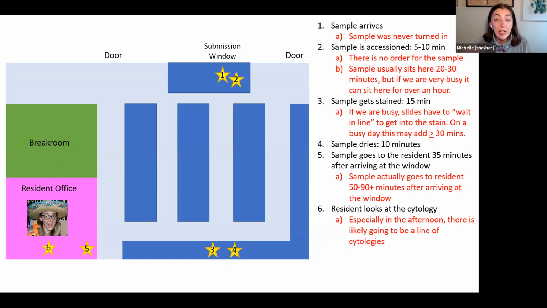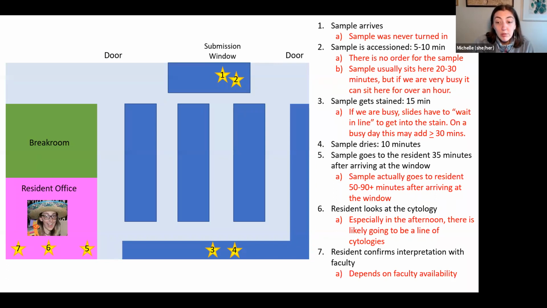Or see if there's anything that I can do quick verbals on, like mast cell tumors or lipomas, things like that. So I try to triage that a little bit, but just be aware that I have a line of cytologies to get through, and I'm not doing every cytology immediately when they're turned in because it's just not possible. And then I have to confirm the interpretation with the faculty, and this really depends on faculty availability. Especially in the fall, sometimes faculty are in class and they're not available.